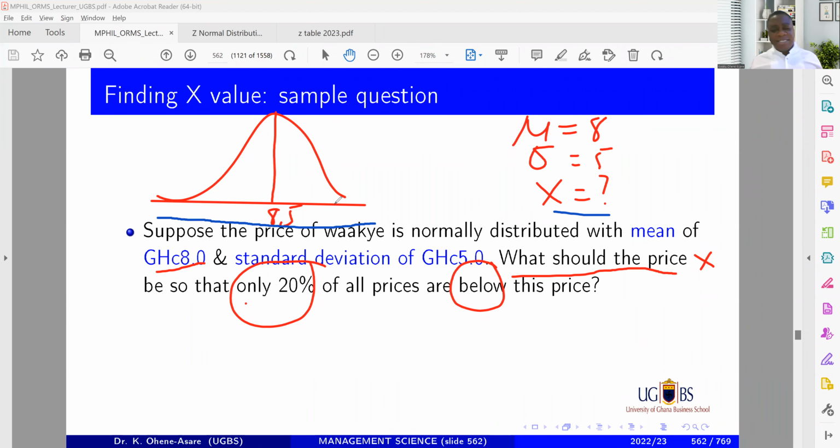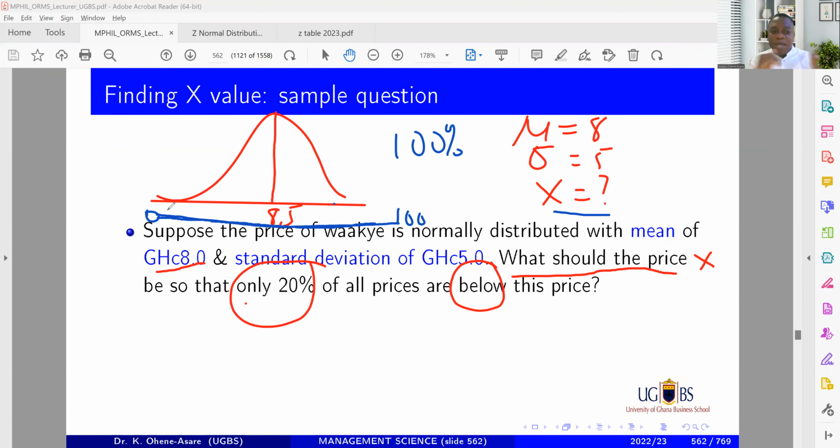Now, how do you get 20%? 20% itself is an area, and the total area is 100%, right? If we start from the bottom here, as we move to the right, we are increasing the percentage. I want to repeat: if we start from 0%, as we move to the right, we are moving towards 100%. So where do you think 20% will be? Will it be after the 8, or will it be below the 8?